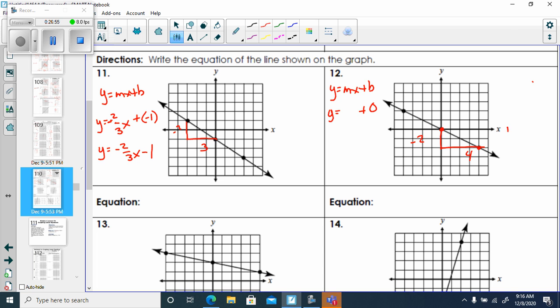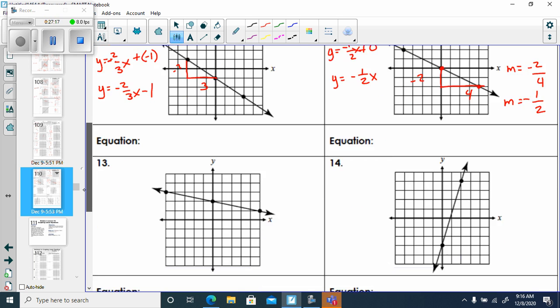Okay. So my slope is negative 2 over 4. Can't I simplify that by 2 over 2? And I would get negative 1/2. Okay. So I've got negative 1/2 x plus 0. That's y is equal to negative 1/2 x, because if you add 0 to it, you're not changing it. I can just let that drop.